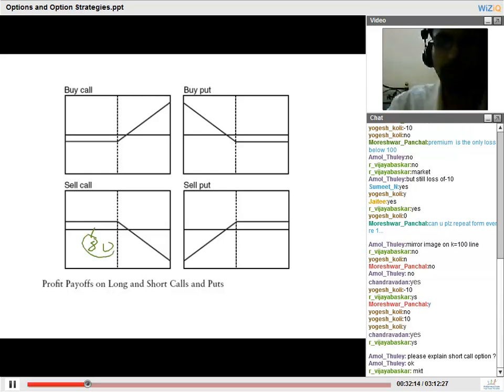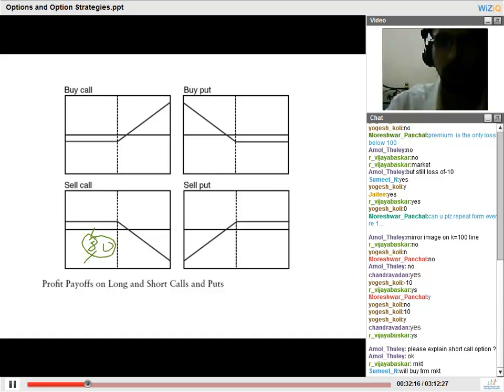He will buy from the market at 80. So he will not exercise the option, he will buy from the market at 80. So the seller is very happy. He will continue to enjoy his 10 rupees premium because the buyer is not exercising the option.